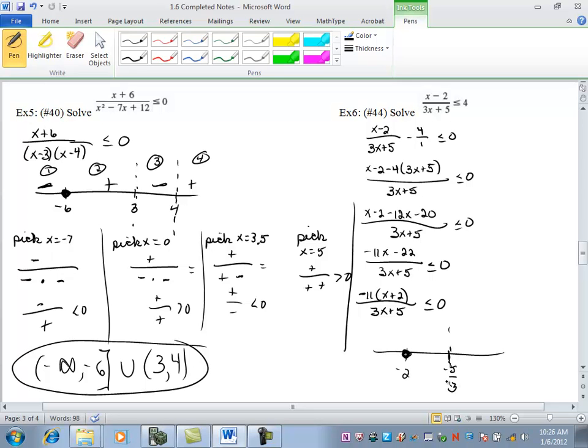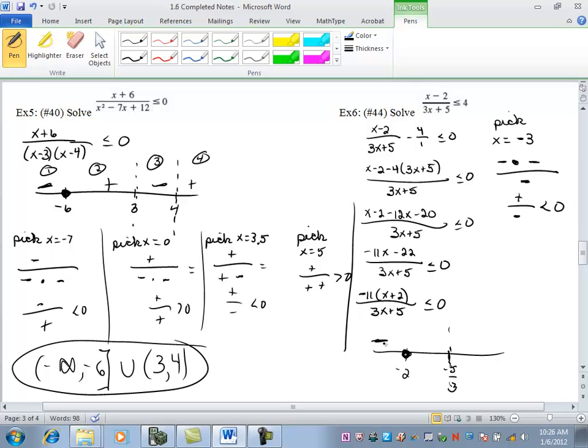Okay, and so we'll pick our test points. Let's pick x equal negative 3. This gives me a negative and negative 11. Then negative 3 plus 2 is negative. Negative 3 times 3 is negative 9 plus 5. That's going to be a negative, so we've got a positive over a negative. This region is negative.